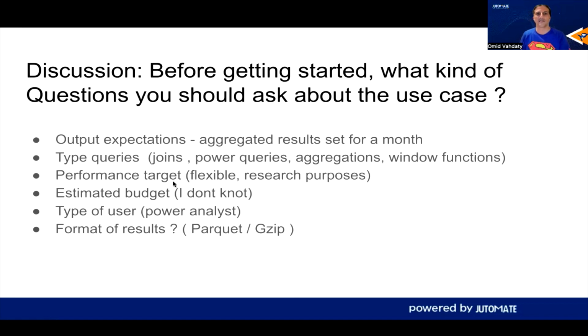The performance targets are flexible because it's for research purposes. Estimated budget, I don't know. Maybe less, maybe more. Give me some analysis and let's decide later. And the type of user is Power Analyst. And the format of the result is parquet gzip. This is given, you don't have to take care of this.